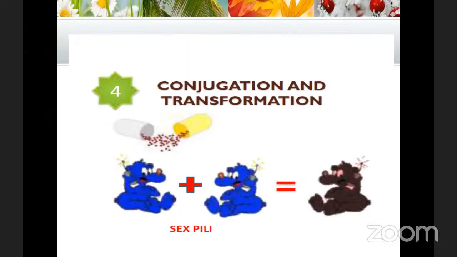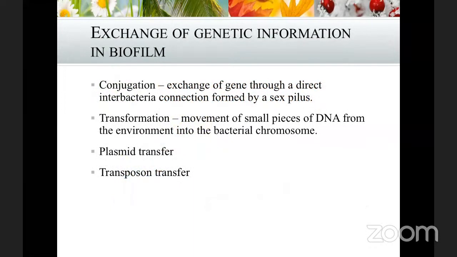See, this is a picture of a sex pili. It's conjugation, with the sex pili and the production of a new variant. And we are facing something like what we faced last year. There's a pandemic, and I quote the terminology: an endemic that has crossed borders is known as a pandemic. This is just because new variants of COVID-19 are coming nowadays. So just like this, there is conjugation, transformation, plasmid transfer, transposon transfer, and all these different things.